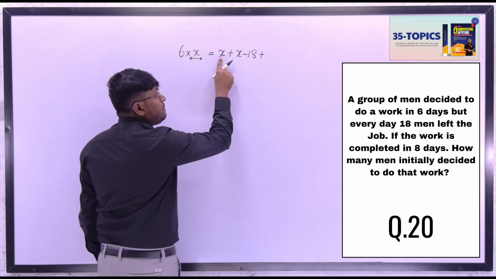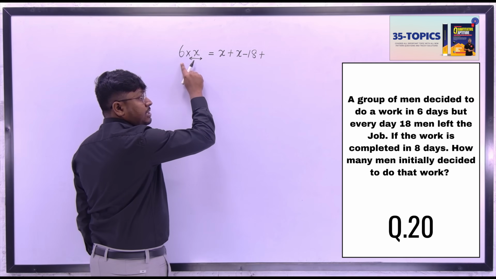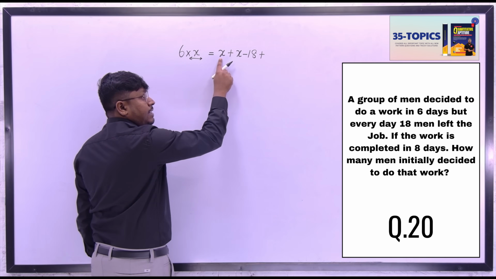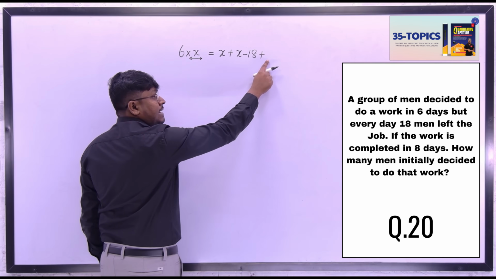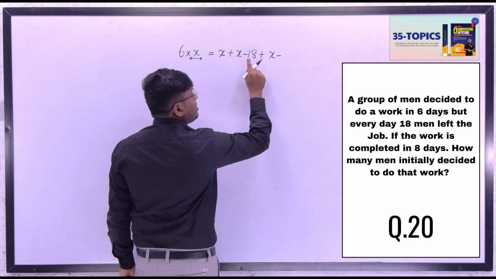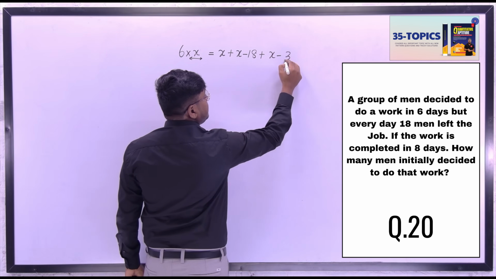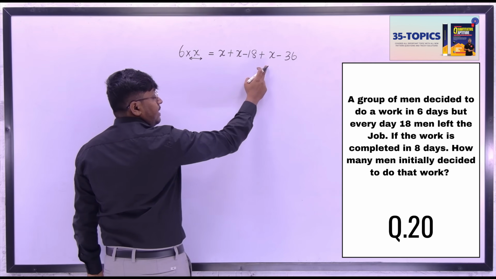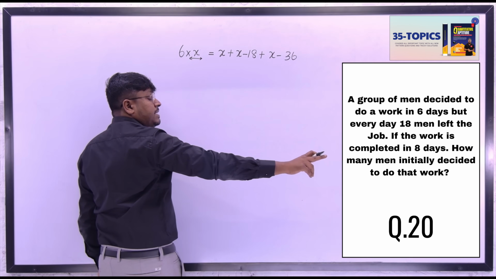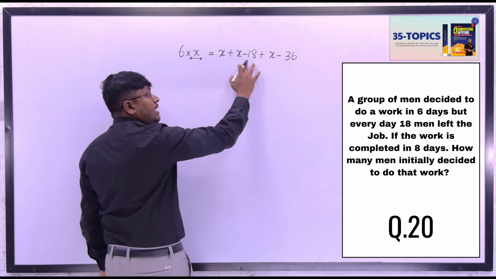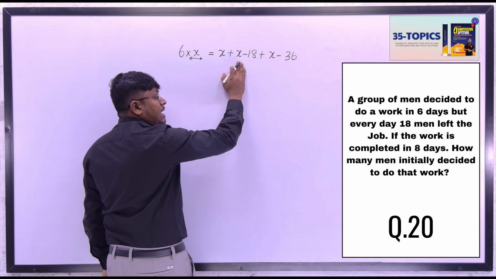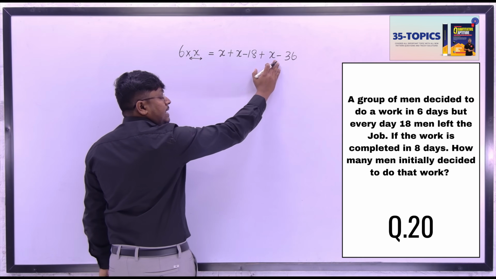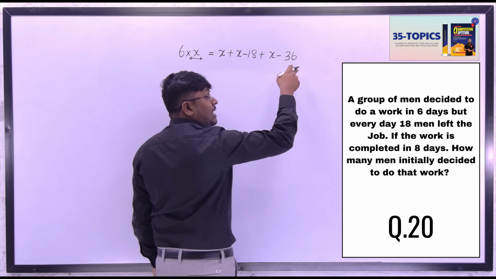Every next day, 18 people are leaving, X minus 18, because we don't know how many people were working initially to complete the job. Out of this, on the second day 18 people leave the job. The next day another 18, so X minus 36 will be the third day. The total work will be completed in 8 days. So in 8 days they are working like this. First day X people are working, second day 18 people were left, third day 36 people were left, because every day 18.